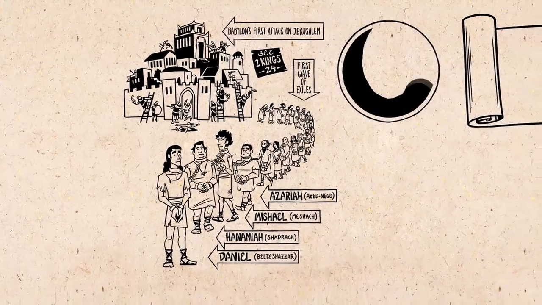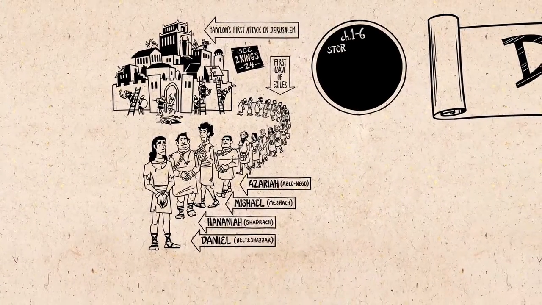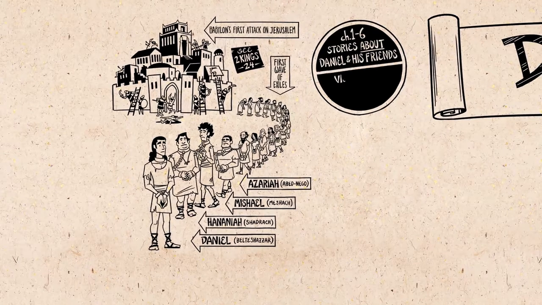The book's design seems pretty simple at first. Chapters 1 through 6 contain stories about Daniel and his friends in Babylon, while chapters 7 through 12 contain the visions of Daniel about the future.